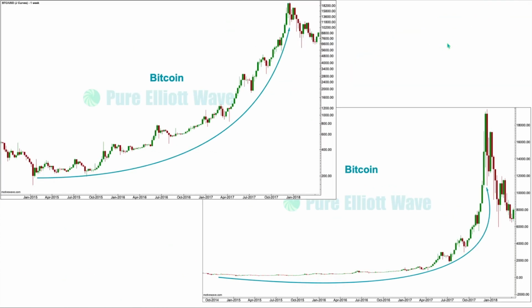When we look at Bitcoin on an arithmetic versus a semi-log scale, you can see why it's really important to view these charts on a semi-log scale. This is the same piece of movement, but on an arithmetic scale you cannot see the subdivisions down in this early part of the movement because of the huge increase in volatility at the end. When you view it on a semi-log scale, now you can do a proper Elliott wave count because you can see these movements down here at the start.